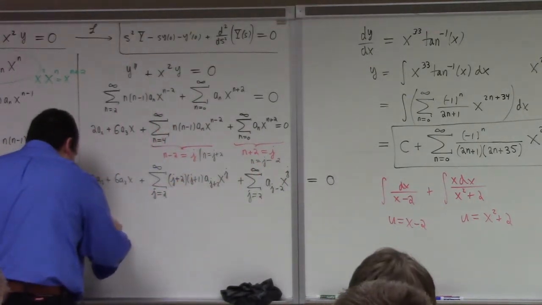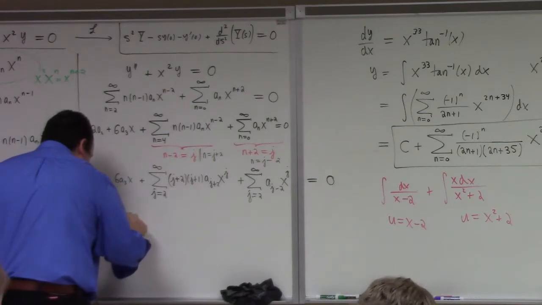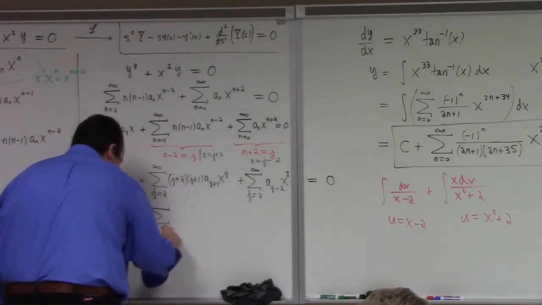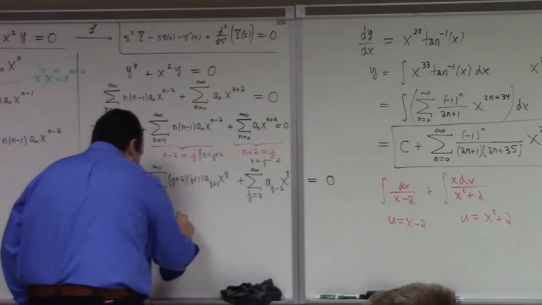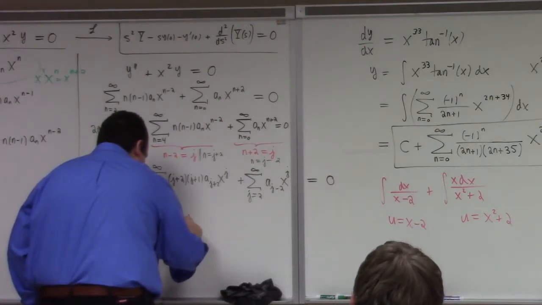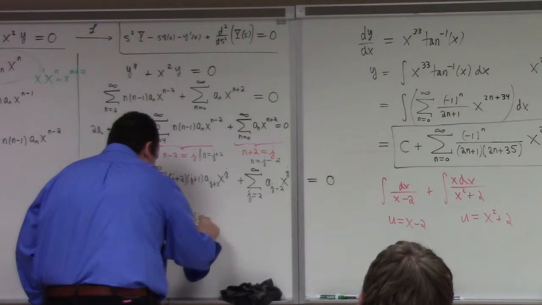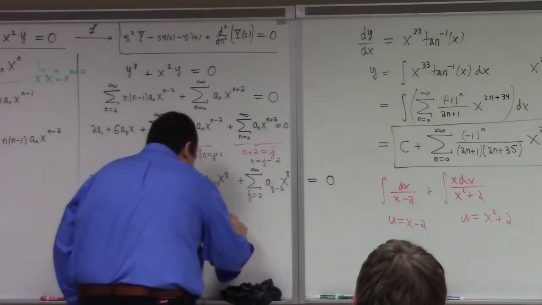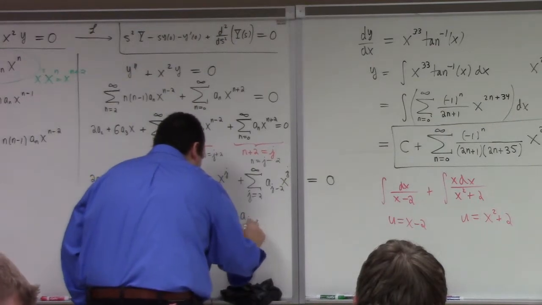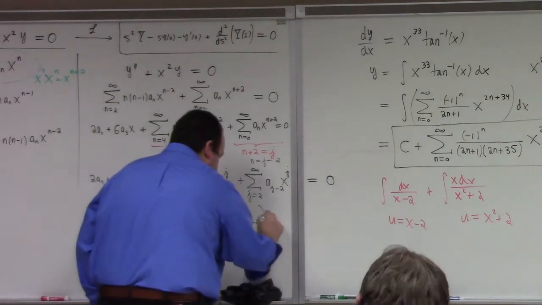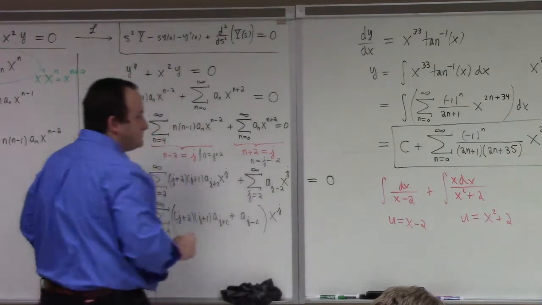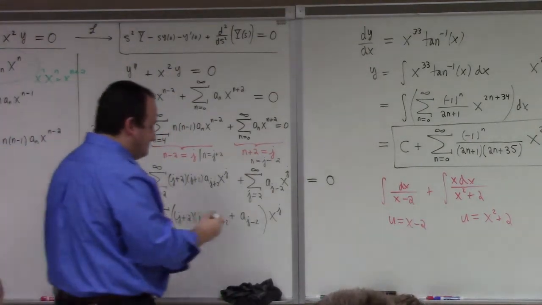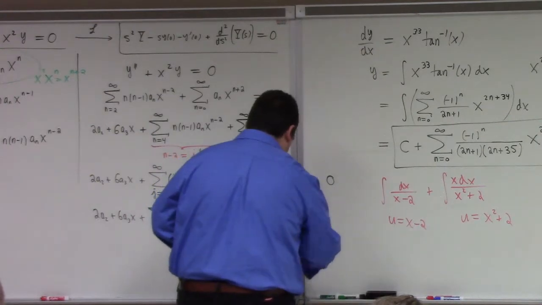So we get 2a2 plus 6a3x plus the sum, j equals 2 to infinity, of j plus 2 times j plus 1, a sub j plus 2, plus a sub j minus 2, all times x to the power j. And that's all equal to 0. Okay?